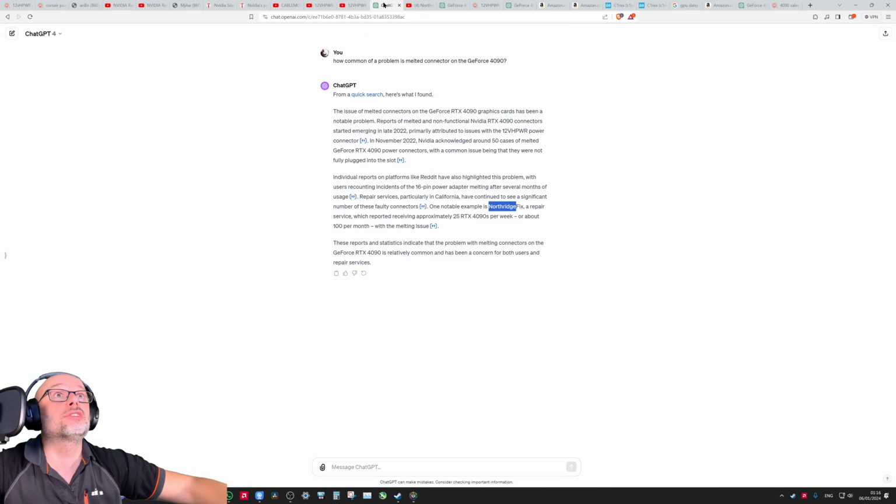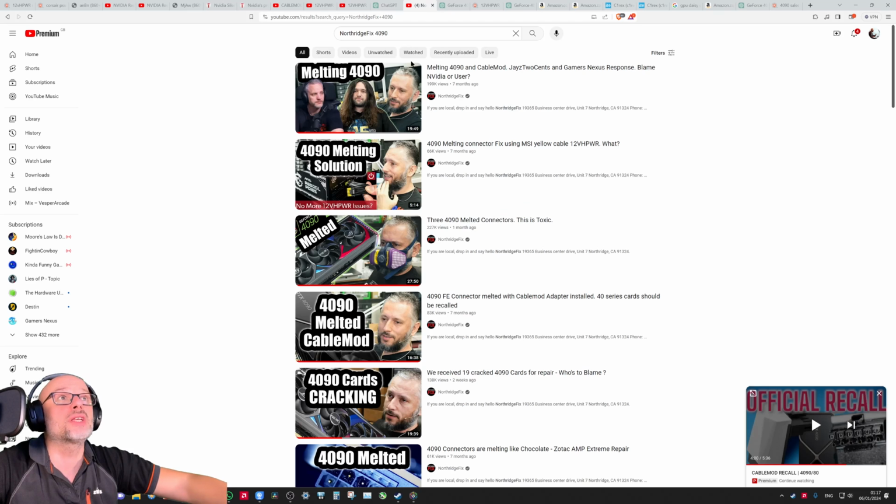So I asked ChatGPT, by the way, I've got version 4, which has access to the internet. So I asked, how common of a problem is a melted connector on a 4090? And it's saying that, you know, it is a problem that Nvidia recognized, saying like 50 cases of melted connectors. However, that Northridge Fix repair shop has like 25 per week or 100 a month. So what is that? You know, Northridge Fix is a YouTube channel and a repair shop at the same time.